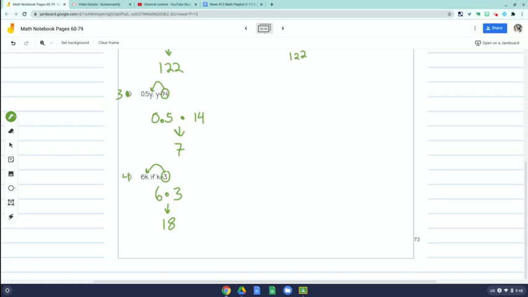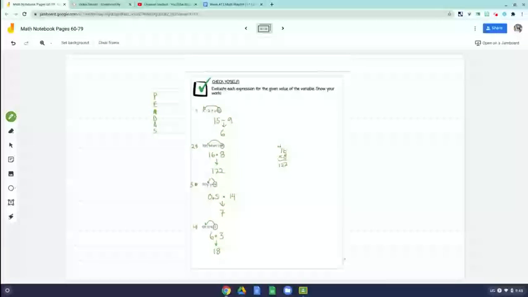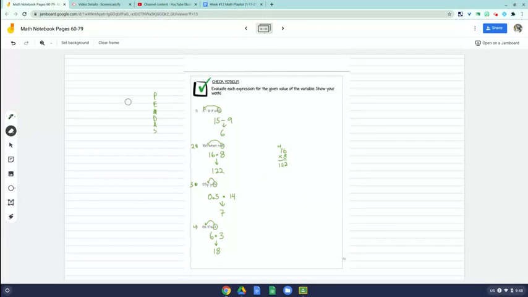So this is notes for page 73. Thank you for joining me. I know this is a quick one. And not a whole lot of work needs to be shown here. And we didn't even need to use order of operations. So I'm just going to erase that and take that off.